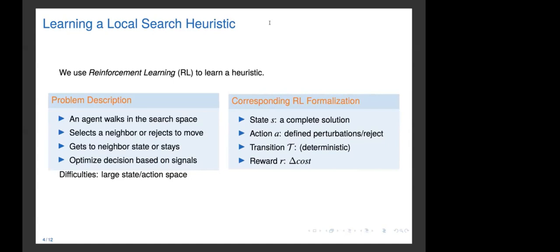Our task is to optimize the agent's decision based on the signals given by the environment. In reinforcement learning, we usually call it the reward. The reward is basically given by delta cost. That is, whenever an agent finds a better solution, it will receive a positive reward. The difficulties here mainly come from the large state space and also the action space.